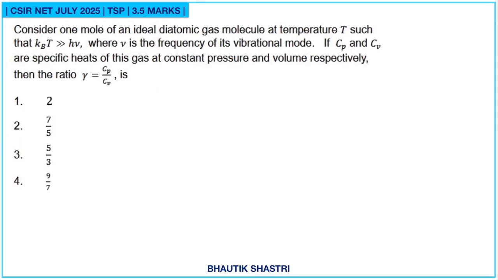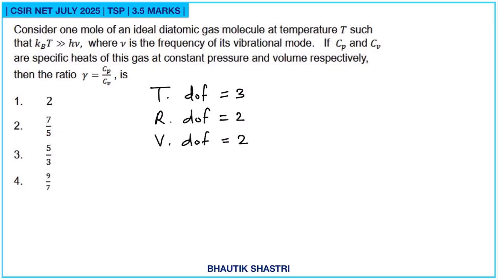Next question. Consider 1 mole of an ideal diatomic gas at temperature T such that kBT is much greater than h nu, where nu is the frequency of its vibrational mode. If Cp and Cv are specific heats of this gas at constant pressure and volume respectively, then the ratio gamma, equal to Cp by Cv, is. Now we know translational degrees of freedom will be 3. This is a diatomic molecule, so rotational degrees of freedom equal to 2. Temperature is high, that means there will be vibrational degrees of freedom, so 2.